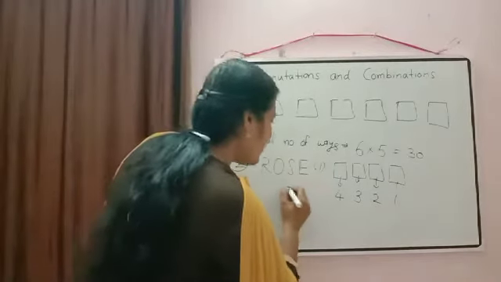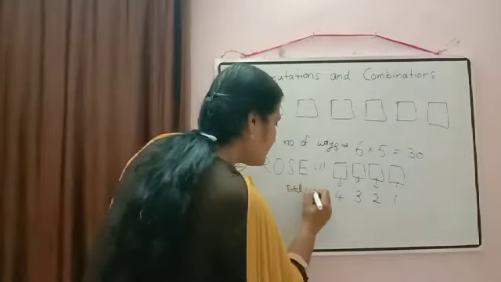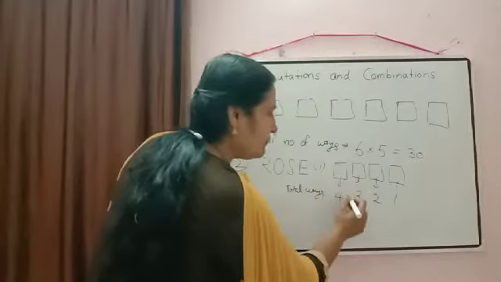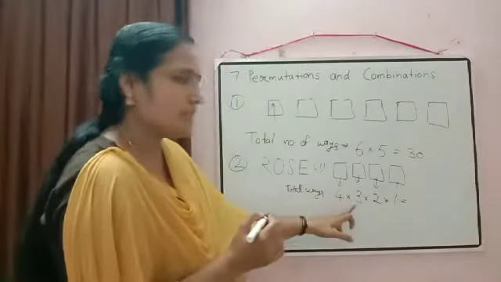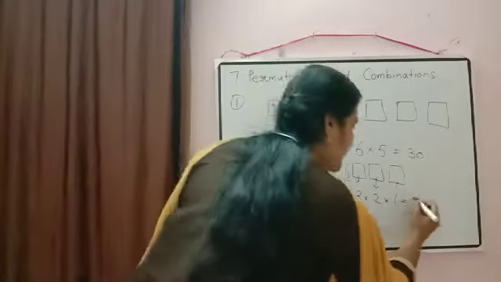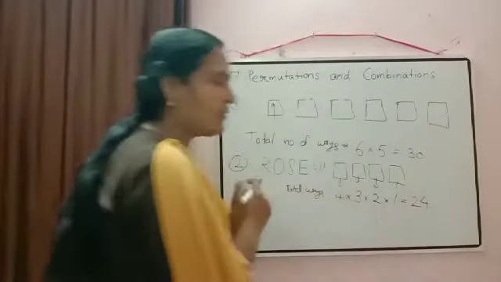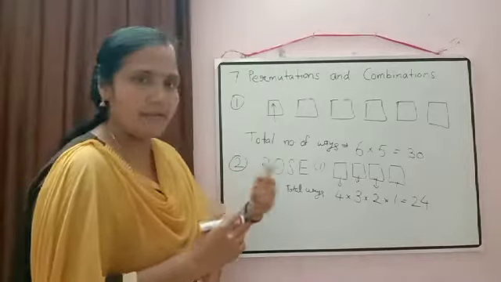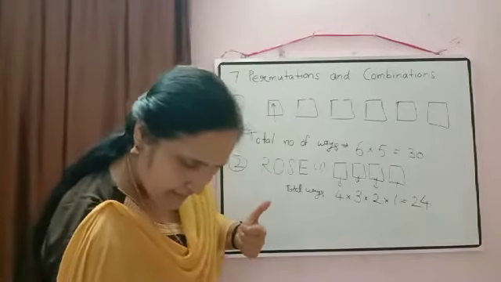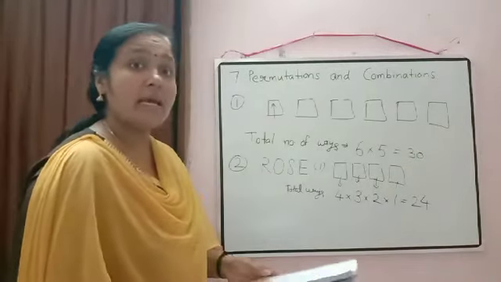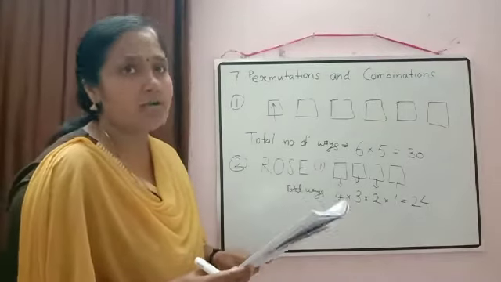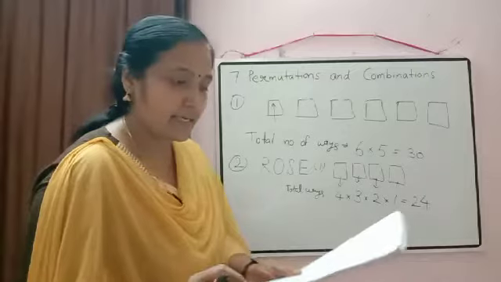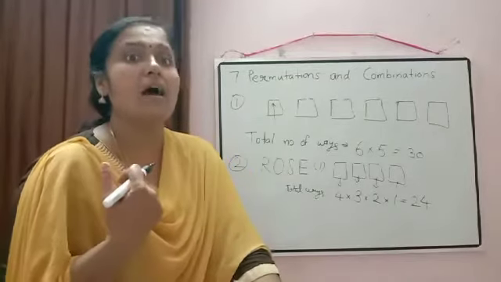So total number of ways, here only you can write total ways is equal to 4 into 3 into 2 into 1. So 4 3s are 12, 12 2s are 24. So total number of ways will be equal to 24. Here total words it is asked. So total number of words 24. What is the case? Repetition is not allowed. Okay. Now second case is there, repetition allowed.